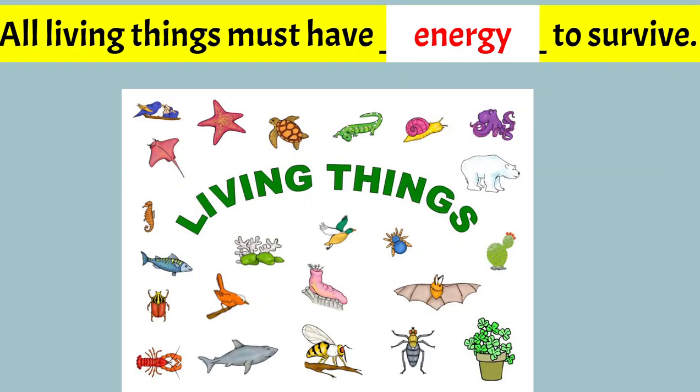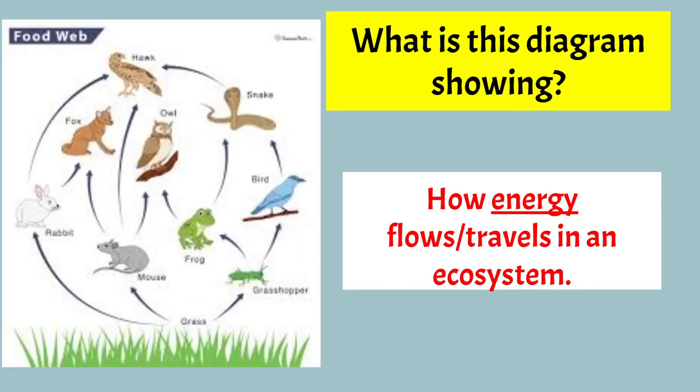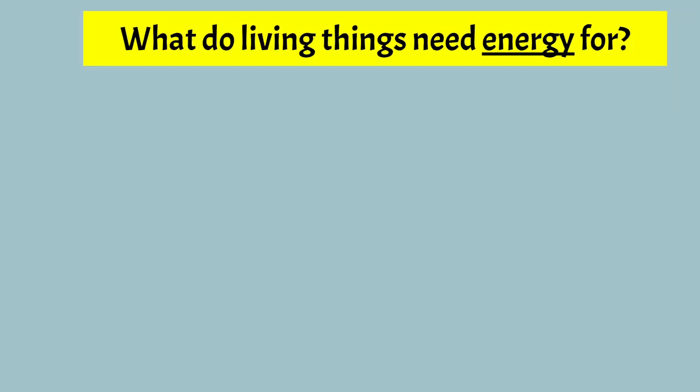And what did we just say? We said all things that are living must have energy to survive. So this is why we are moving straight from food chains and food webs to photosynthesis, because we want to know how the living things are getting their energy.